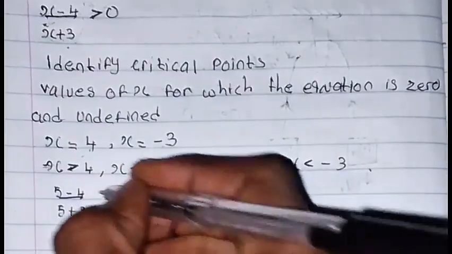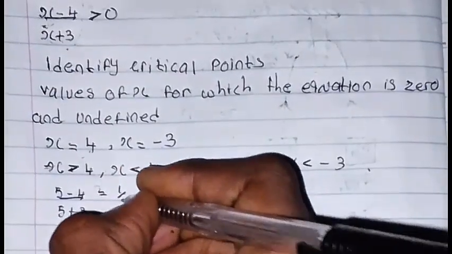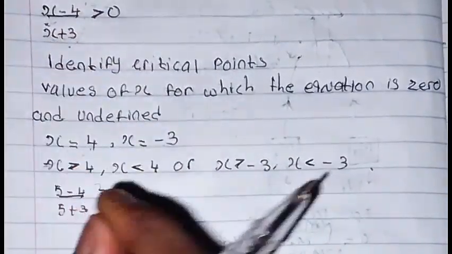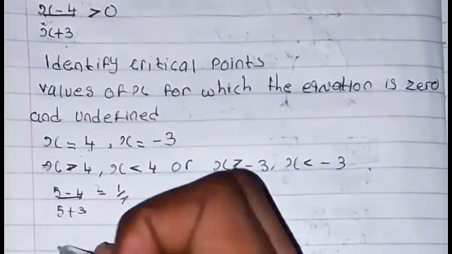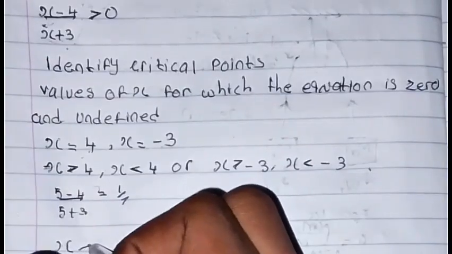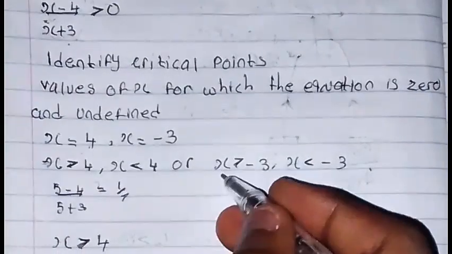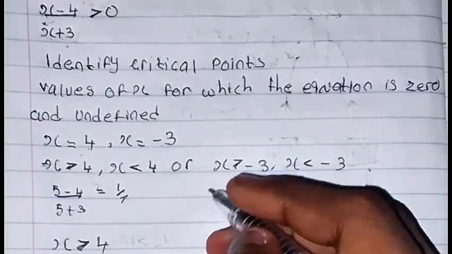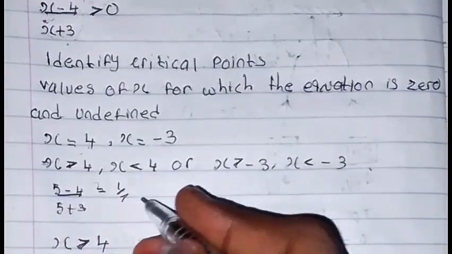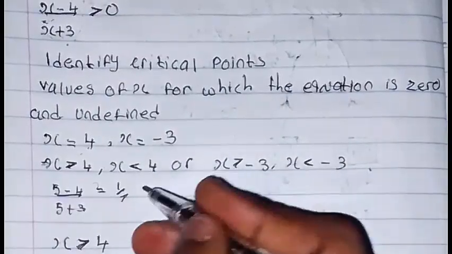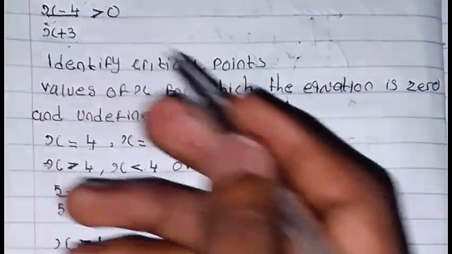Why? Because it is positive. So this gives us 1 over 7. So meaning that when x is greater than 4, our expression is positive. That's one of our values, x greater than 4. Let's do the same for x greater than minus 3. So we don't need to test out x less than 4 since we already established that x is greater than 4. So for values for which x is less than 4, this expression will be negative.